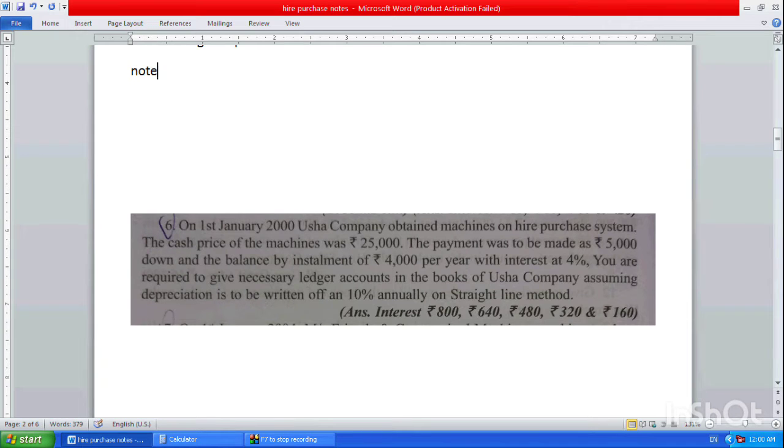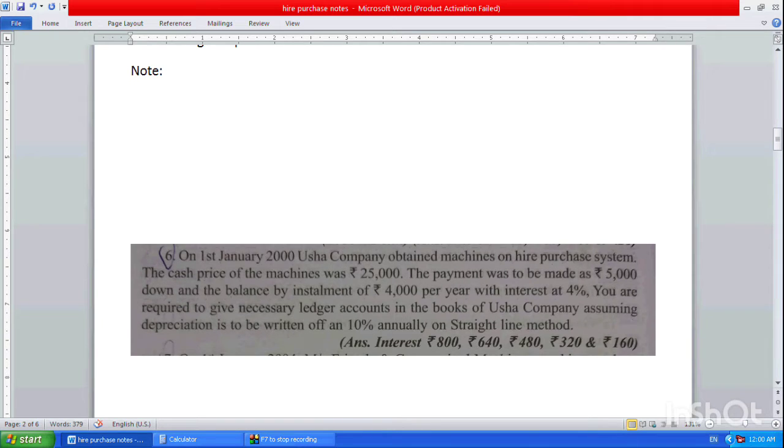Note here, I'm writing in notes. Calculate the interest separately. Let's calculate interest separately, that's it.